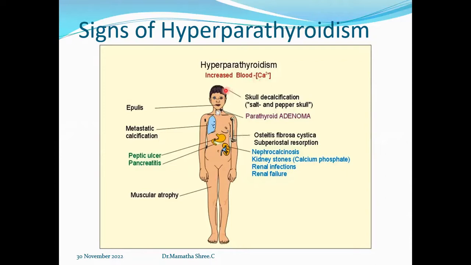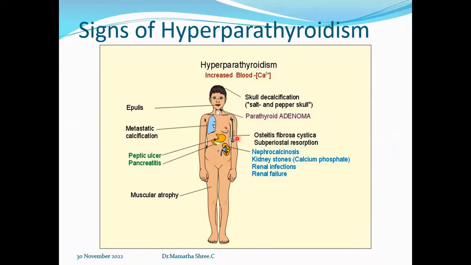But what is happening to the bone? It is being resorbed. Therefore, at the level of the skull, there is decalcification, and when you take an X-ray image of the skull, you can see it in the form of a salt and pepper skull. And there can be an adenoma of the parathyroid if it is primary hyperparathyroidism. In the other bones, you can see osteitis fibrosa cystica, and there will be subperiosteal resorption of the bone.